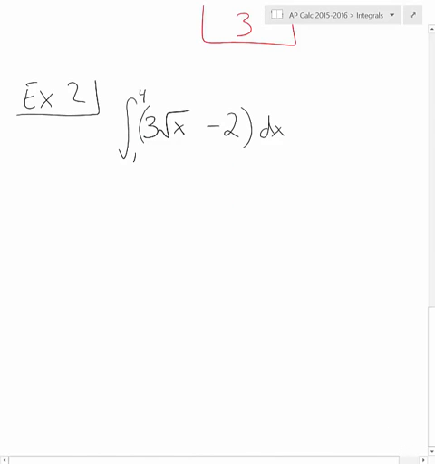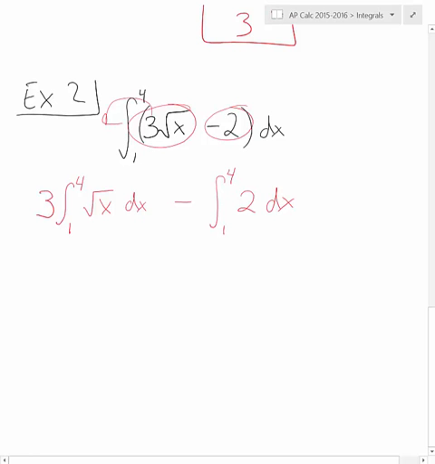So a second integral would be the integral from 1 to 4 of 3 radical x minus 2 dx. Before you take the integral, you always want to rewrite these. So I'm going to split it up into 3 times the integral from 1 to 4 of radical x minus the integral from 1 to 4 of 2 dx. What I did is I split the 2, and then I brought the 3 to the outside. And technically, if you want to bring this 2 to the outside as well, you can. So you just have minus 2 times the integral from 1 to 4 of dx.